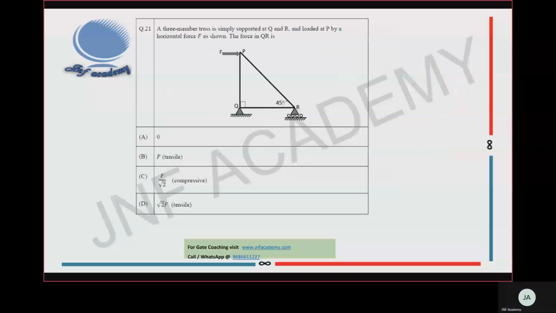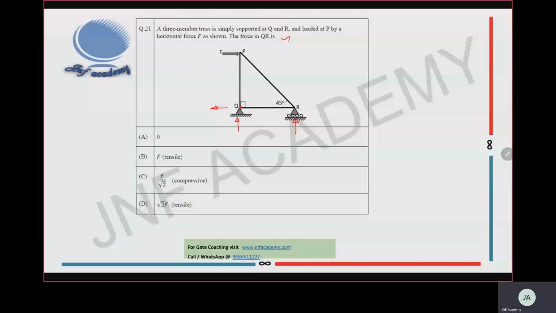Yeah. So here you have a 3-member truss, which is subjected to only one force F towards right-hand side direction. Now we can draw the free body diagram for this. Q support is hinged support, so you'll be having two reactions. R is the roller support, so only vertical reaction will be there. Now, if you see this QR member, this is the question which they asked you. The force acting on the QR member, they are asking.